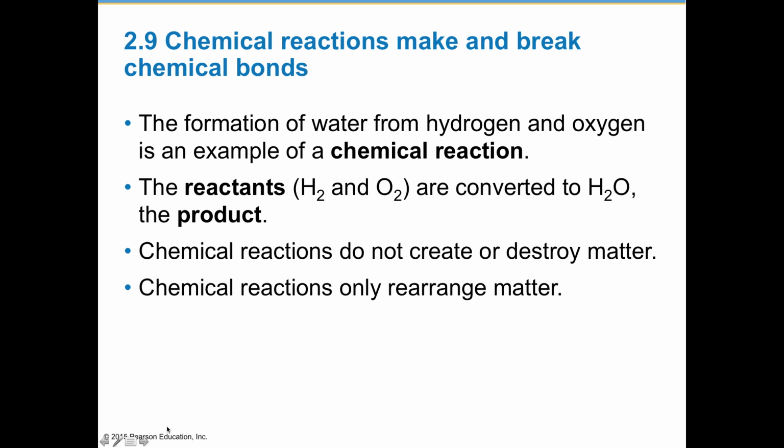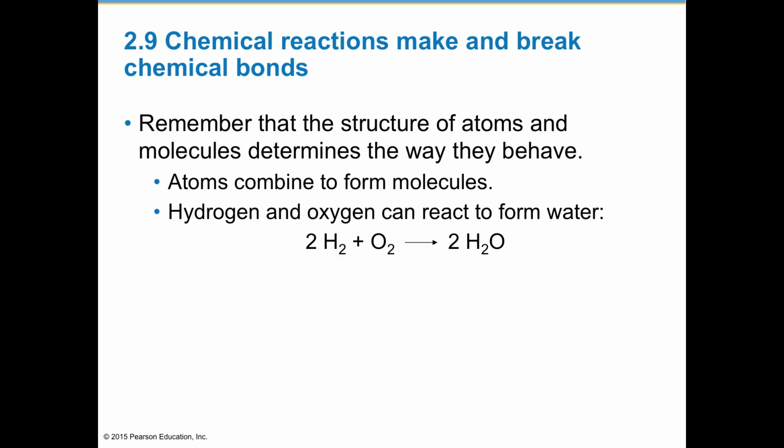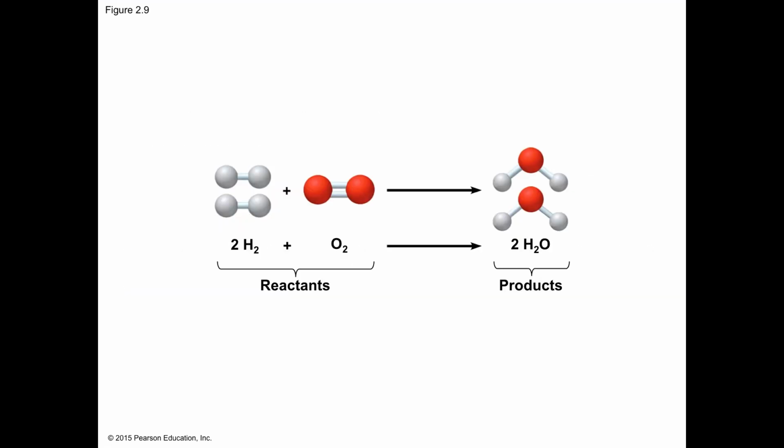All right, so reactants and products, there are those definitions, and that's ultimately showing you a chemical reaction. Again, chemical reactions do not create or destroy matter. Chemical reactions only rearrange matter. So again, if we go back, this is just a different orientation. We can put these 2 together to make 1 molecule of water. And this is showing you again 2 hydrogen molecules with the oxygen, and then you're putting them together and making 2 water molecules.